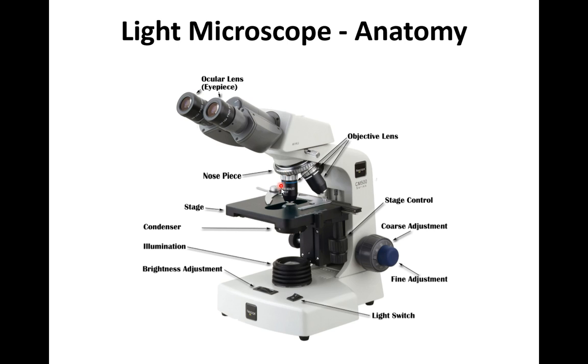So the image will go through a first level of amplification through the objective lenses here, and then through a series of mirrors here will be directed to a second set of lenses, which are the ocular lenses.